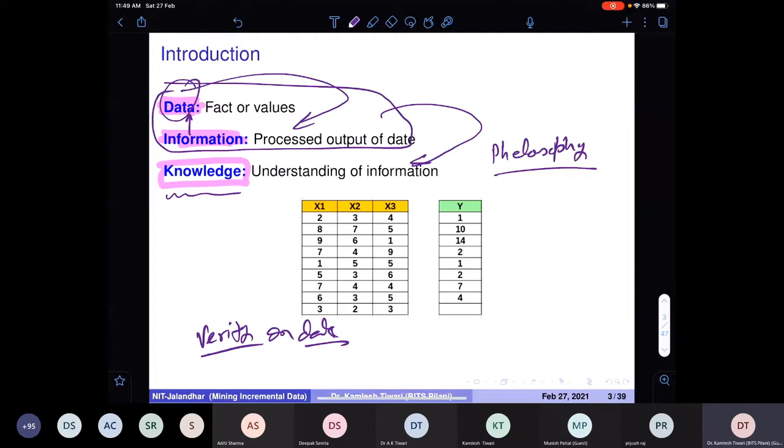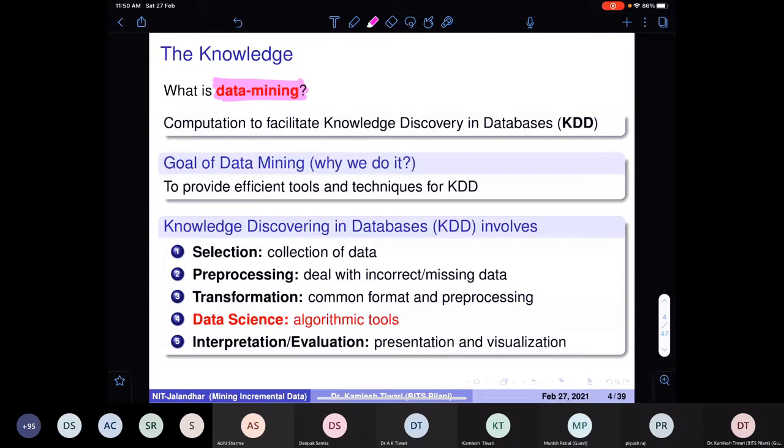So this is the task of data mining. When we want to discover knowledge, knowledge discovery in the databases, if a lot of databases are given to you and you want to verify that thing, whatever you are going to do to discover this particular knowledge is called knowledge discovery in databases. In this scenario, the data mining that we are going to do is only a particular tool for that. Goal of data mining, why we are going to do that? To provide efficient tools and techniques so that we can do the knowledge discovery in the databases.